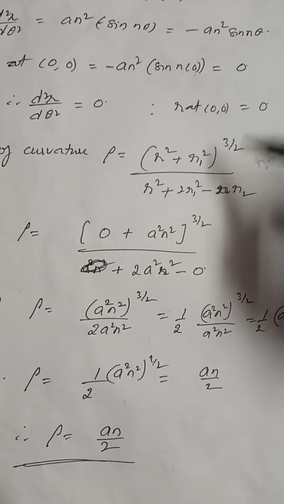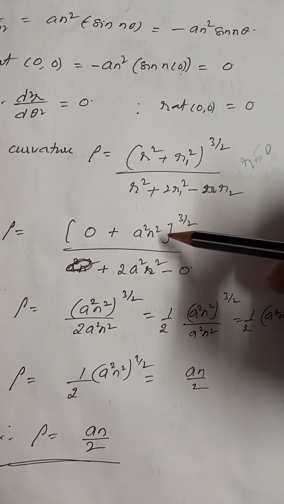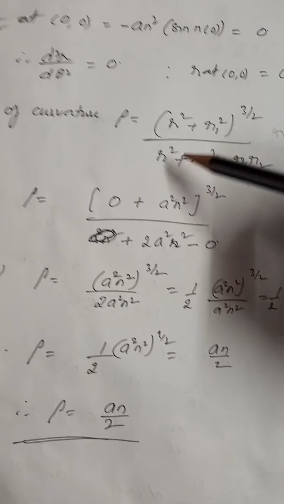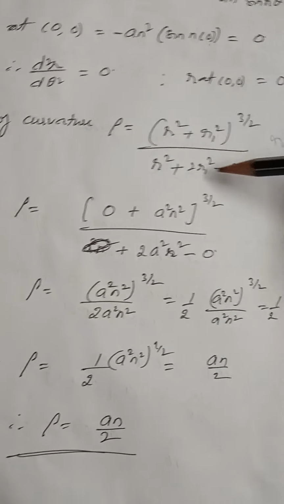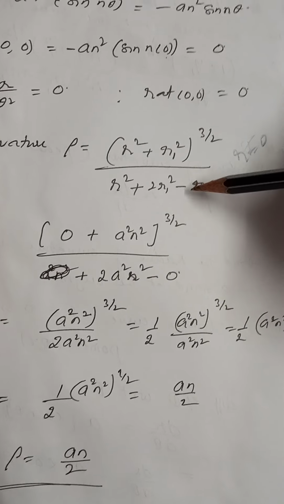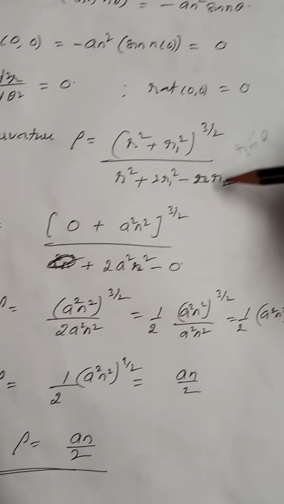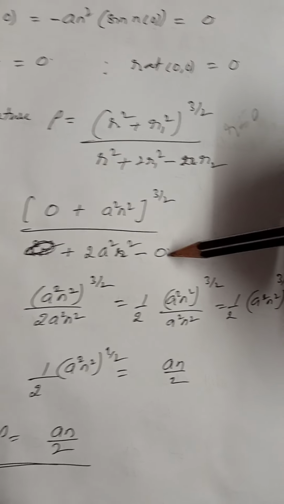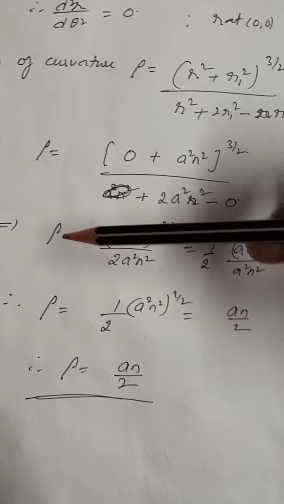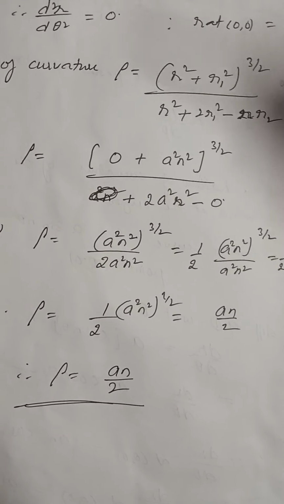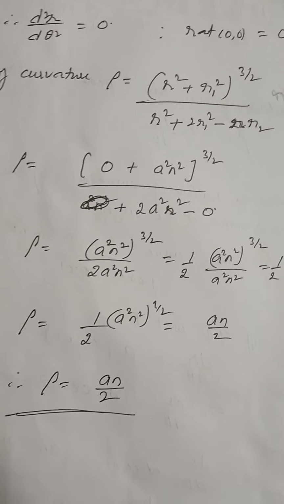Now we are substituting those values. r1 is an, that is a square n square whole to the power of 3 by 2, plus r square is 0. 2 r1 square, 2 into r1 value is a square n square, minus r value 0 into r2 value is also 0, therefore 0 into 0 is 0 here. Now after simplifying, rho is equal to an by 2.